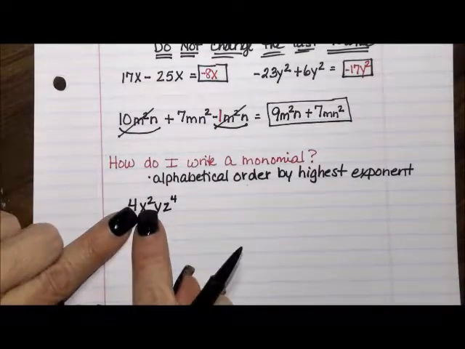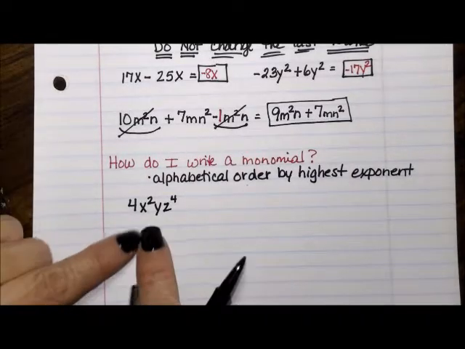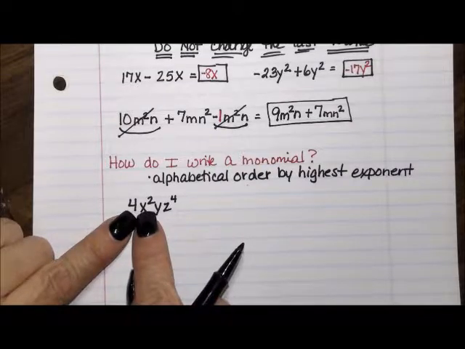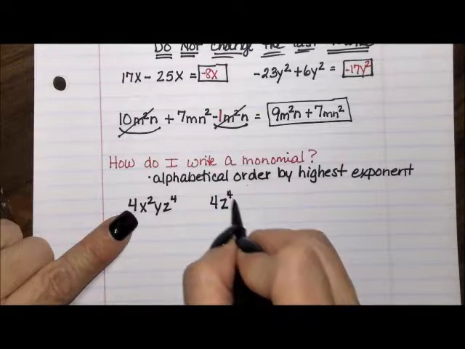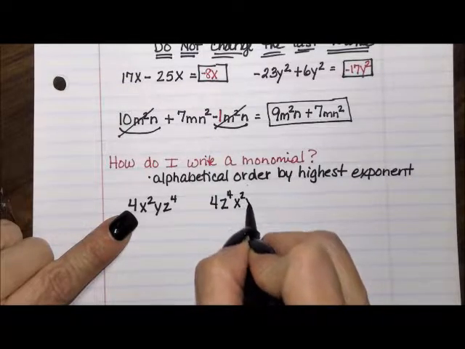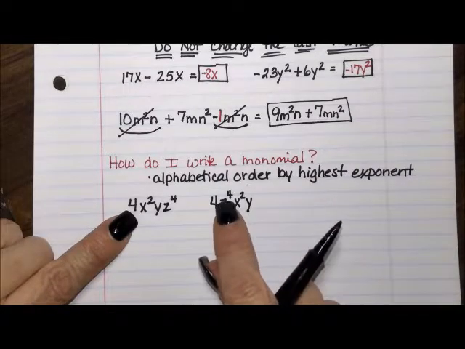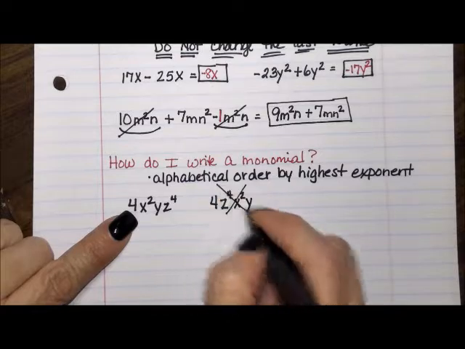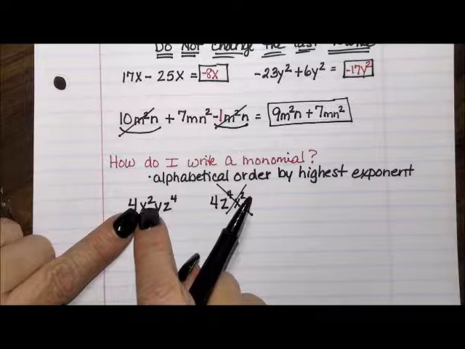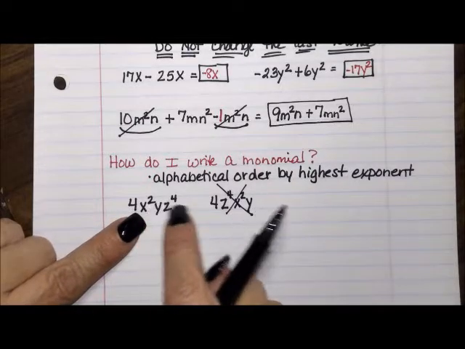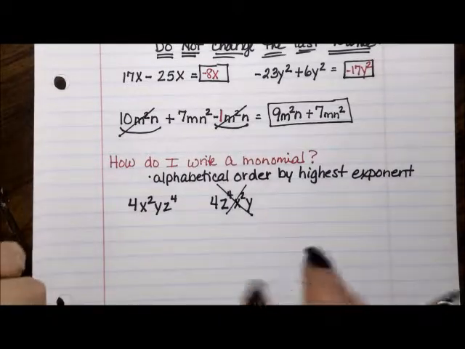When you look at this, alphabetically it goes x, y, z, right? When you sing the ABCs, A, B, C, D, E, F, G, at the end you go x, y, z. So that means x needs to be first. What I would not do is this. I wouldn't put z to the 4th x squared y. This is not alphabetical. It is exponents highest to lowest, but I don't do that. X is always first, x, y, z. Alphabetically it comes first. Then you do the highest exponent based off of the x. You don't even worry about the y and the z. You don't care what those exponents are.